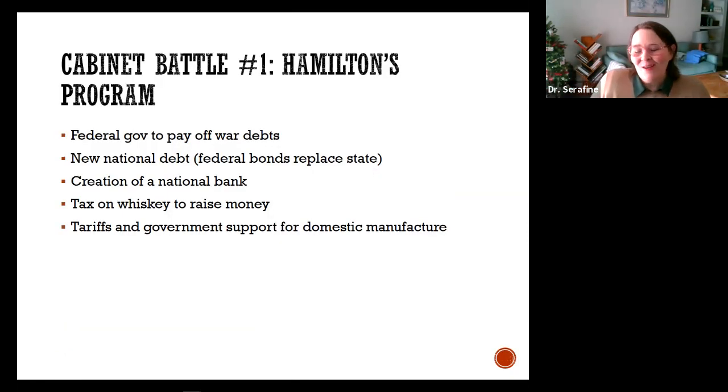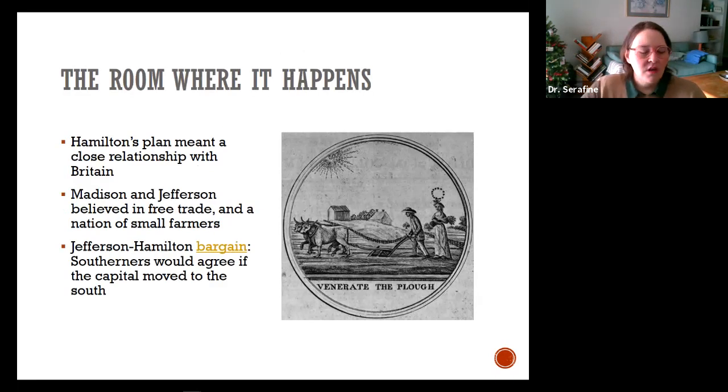Both musical Hamilton and real Hamilton have this economic program that we discussed, creating a new national debt, creating a new bank, taxing whiskey to raise money, and creating tariffs and government support for domestic manufacture. This is probably apparent to you, not Adam Smith's free trade, which Jefferson and Madison are more interested in. This is a highly interventionist economy. All right.